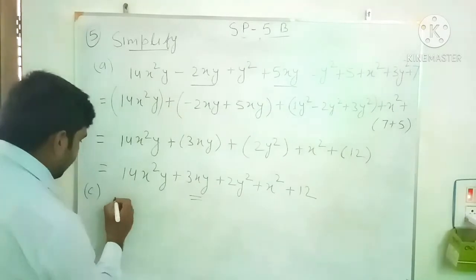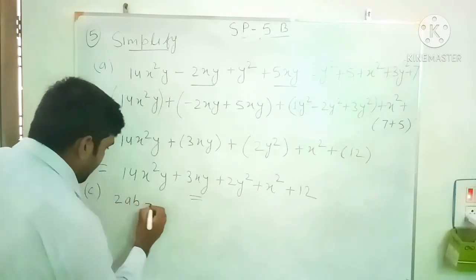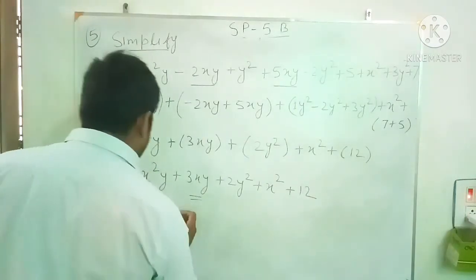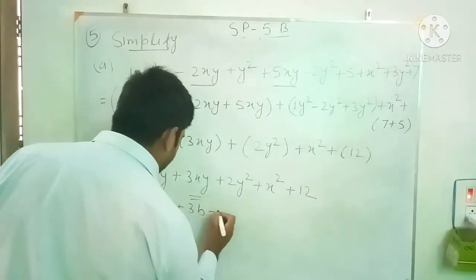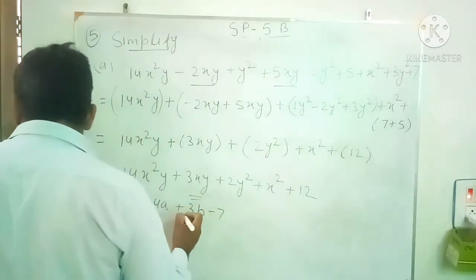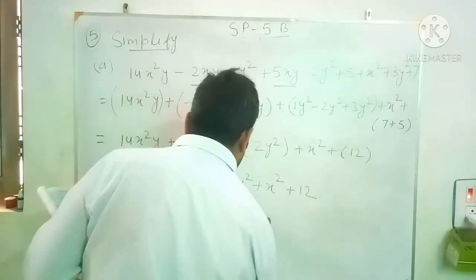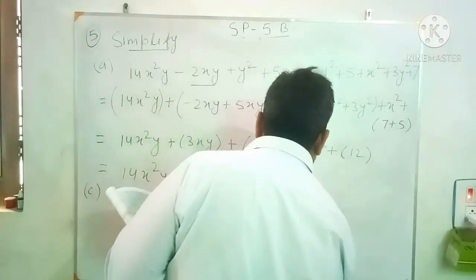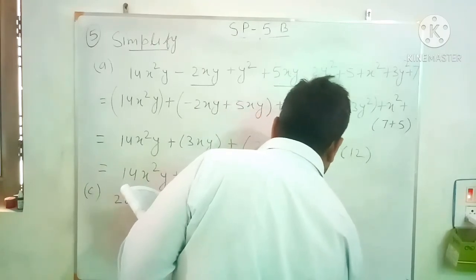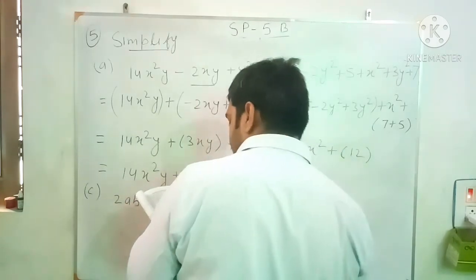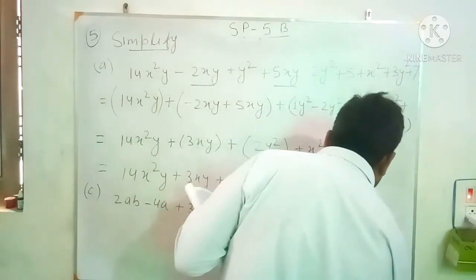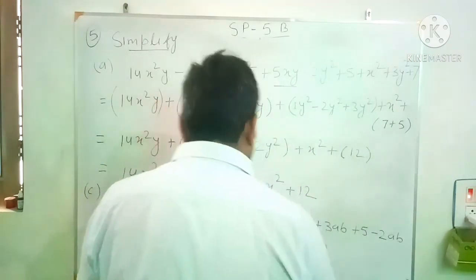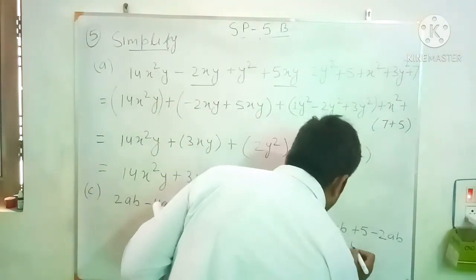2ab minus 4a plus 3b minus 7 plus 6a minus 11 minus 8b plus 3ab plus 5 minus 2ab plus a minus 4b.